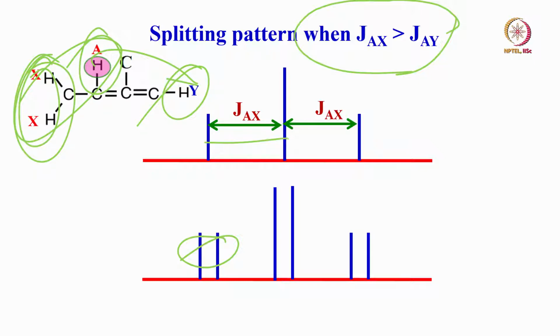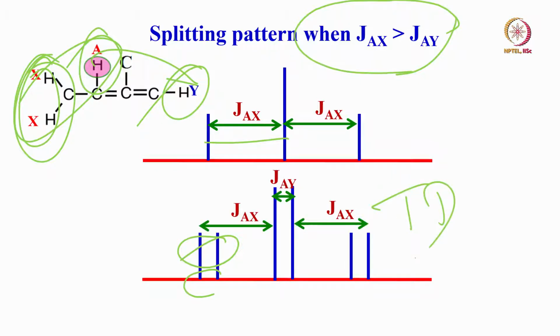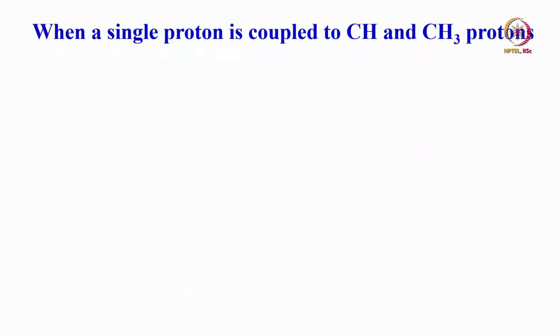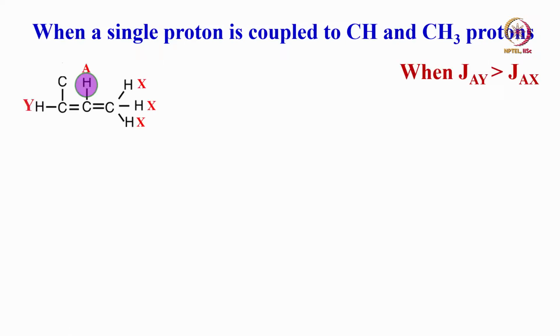And this pattern, as I said, you always start with the larger coupling. The larger coupling is a triplet and the smaller coupling is a doublet. This pattern is called a triplet of doublets. So you can start discussing a lot of things. What happens when a single proton is coupled to CH and CH3 now? Same logic you can extend.